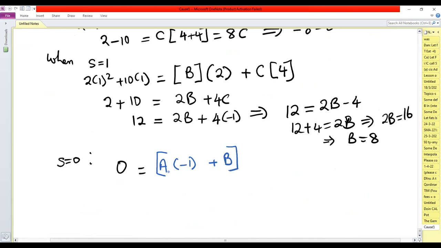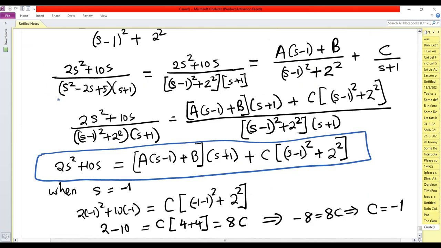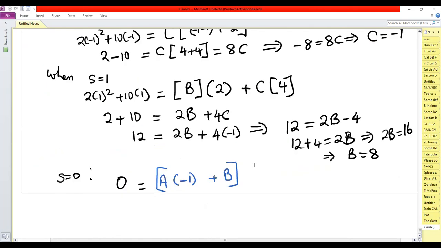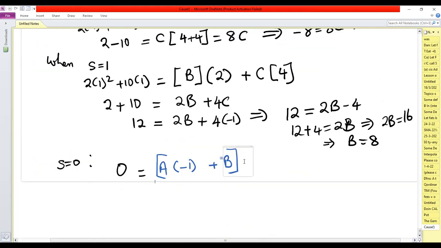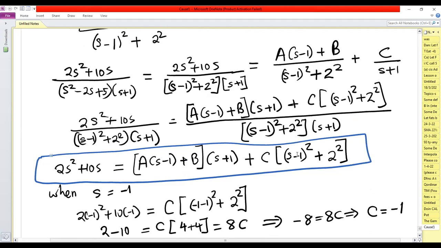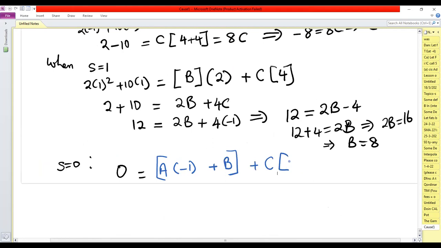And then you multiply by 0 plus 1, which is just 1. And then this will be C into zero minus one is minus one squared is positive one plus two squared, which is four. So we'll have zero equals to minus A plus B plus five C.